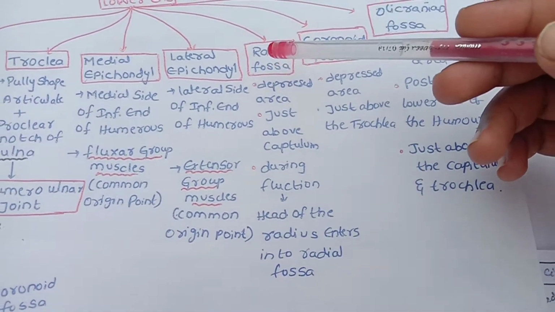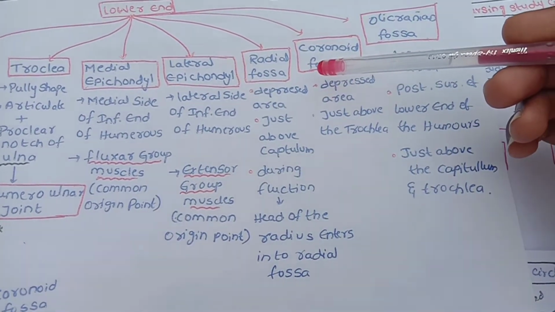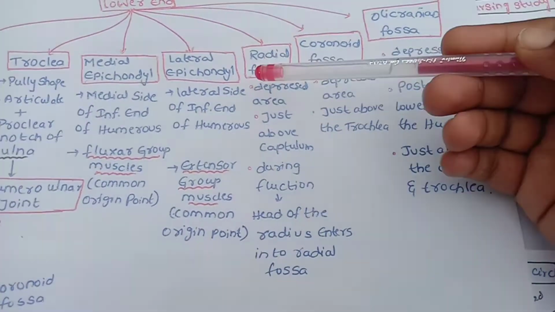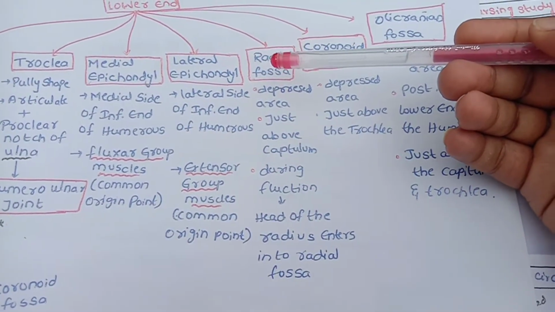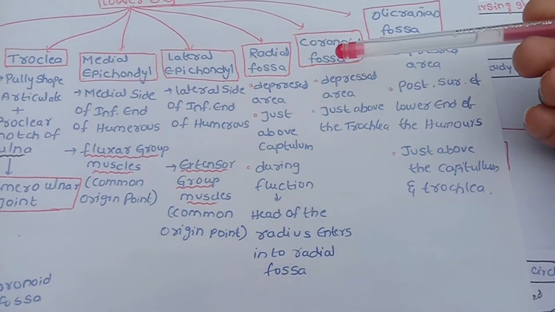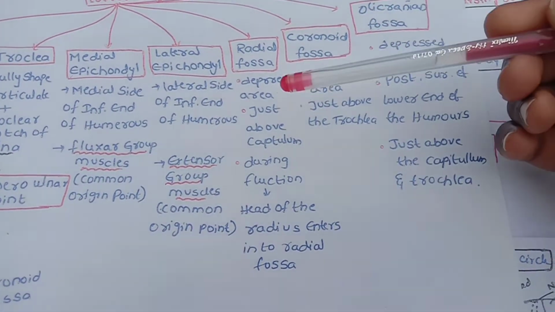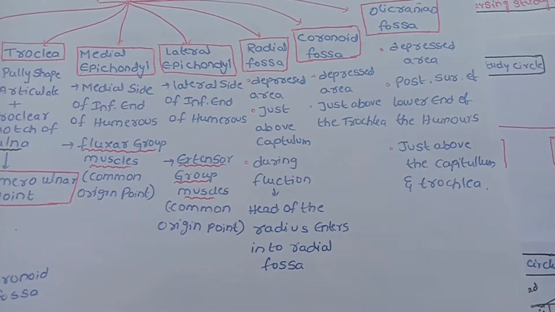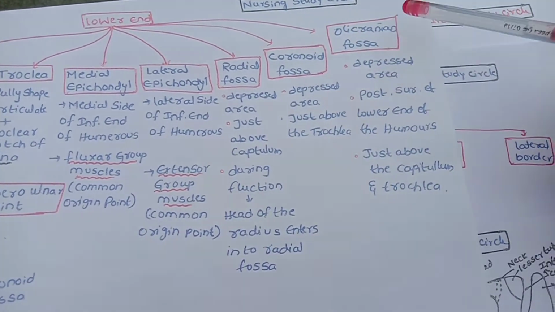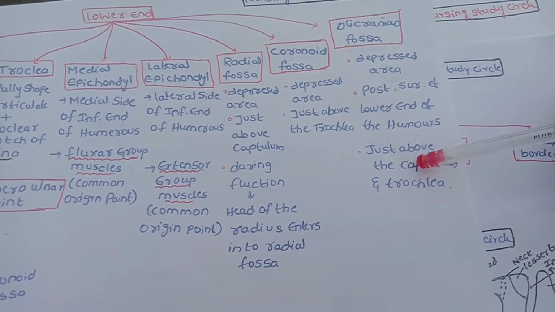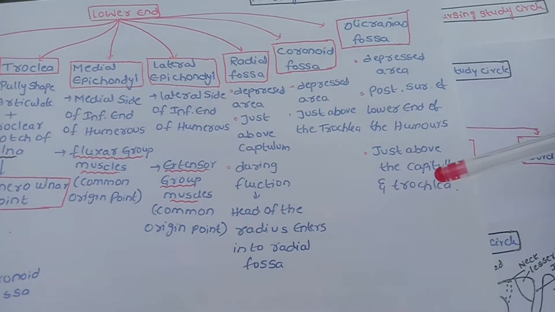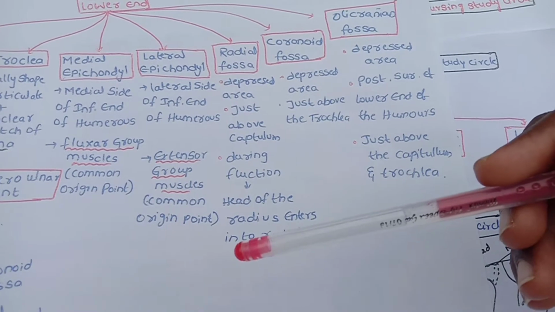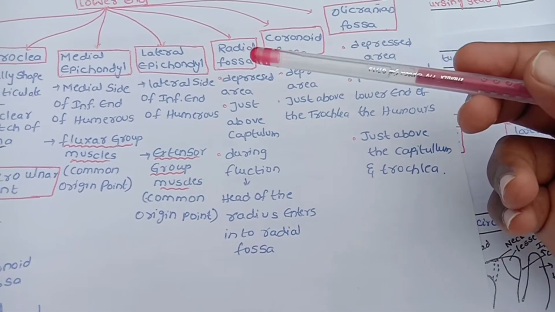And you will see the radial fossa, the coronoid fossa, and the olecranon fossa. These are depressed areas. The radial fossa is present just above the capitulum, and the coronoid fossa is present just above the trochlea. During flexion, the head of the radius enters into the radial fossa. Only the trochlea has the coronoid fossa above it, and only the capitulum has the radial fossa above it.